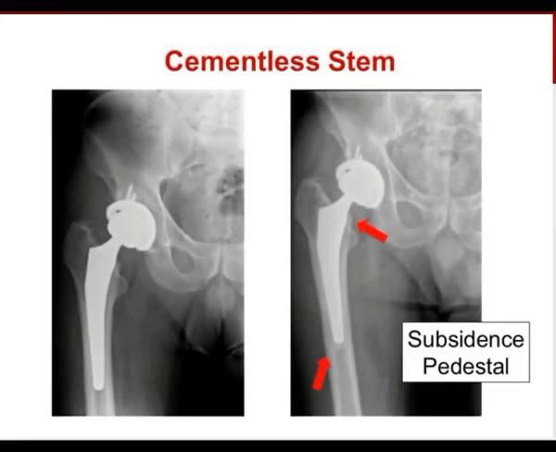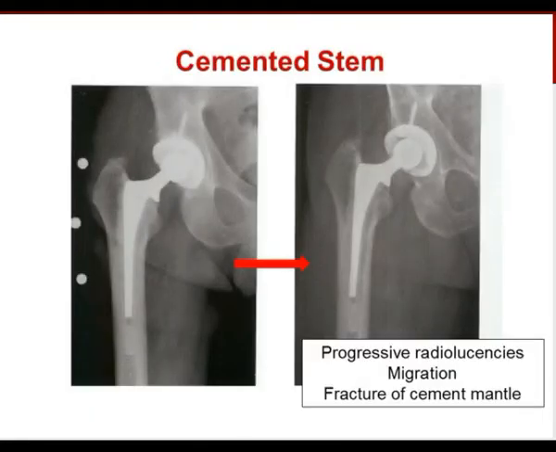The radiographic hallmarks of loosening should be familiar to you. With the cementless stem, you're looking for subsidence, as you can see on this x-ray here. You can see where that stem started relative to the calcar and where it ended up. A pedestal also on your test is likely to be representative of a loose implant. You can see why serial radiographs are particularly helpful. When we look at a cemented stem, progressive radiolucencies, migration of the stem, and fracture of the cement mantle are all hallmarks of a loose cemented implant.